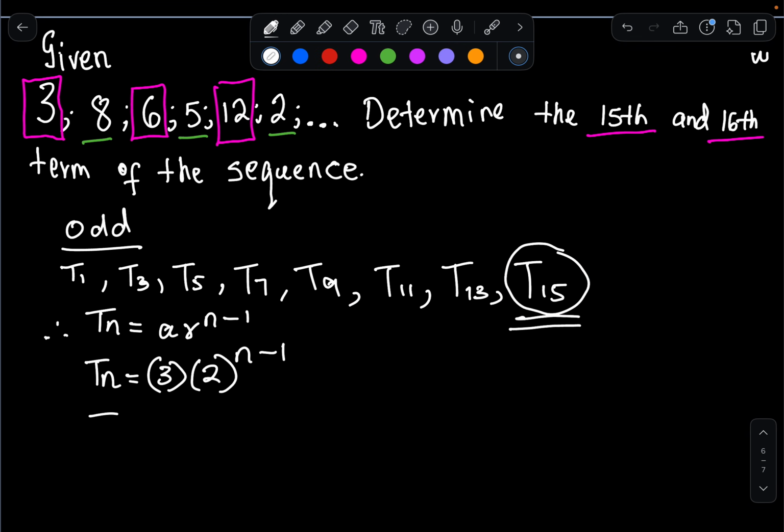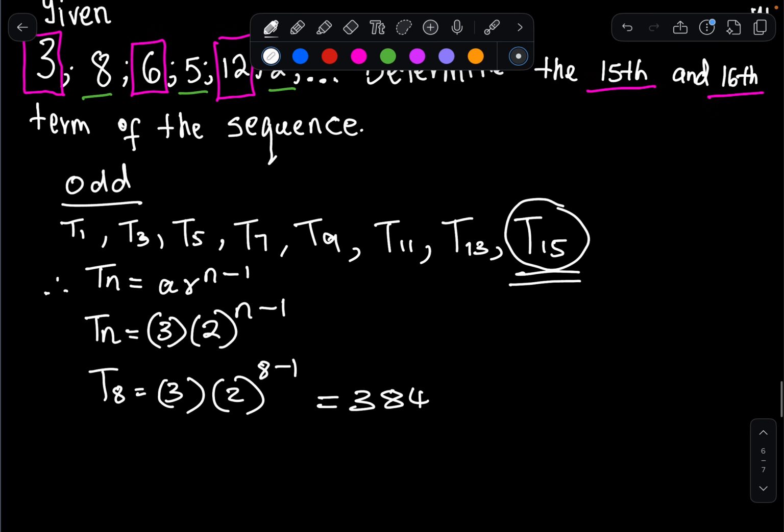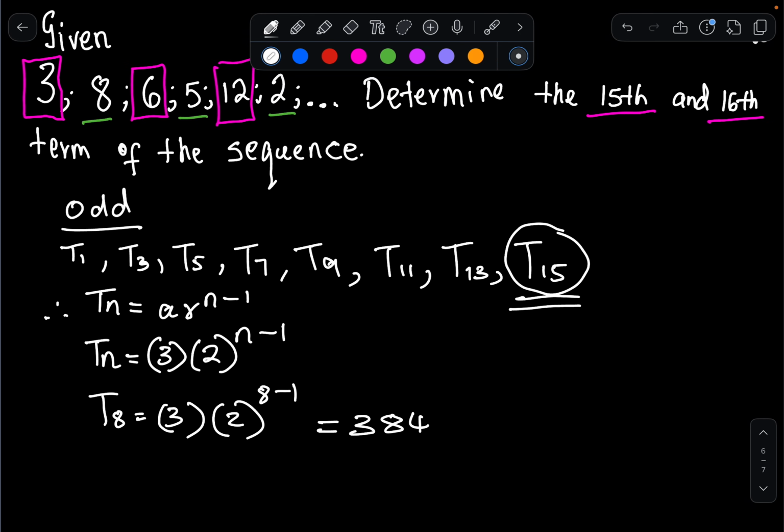So here we're going to have, therefore, T8 equals 3 times 2 to the power 8 minus 1. Let's see what that gives us. It's 3 times 2^(8-1). That gives us 384. That was for the odd. So which means the 15th position of the sequence is 384. And that 384 is the 8th position of our odd.